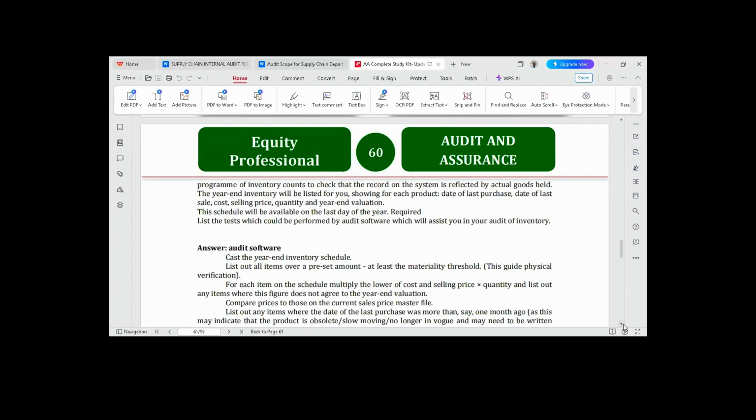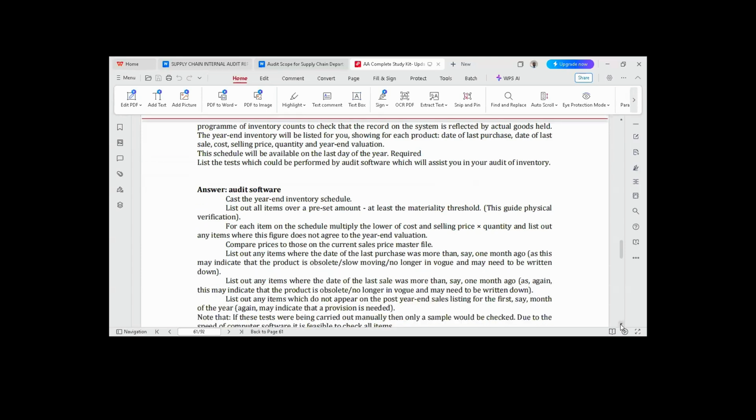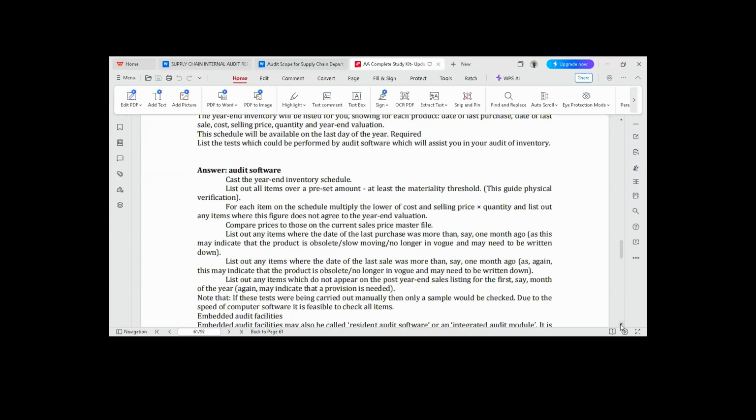Okay? Next thing you're going to do is to compare prices to those in the current sales price master file. All right? List out any item where the date of the last purchase was more than, say, 1 month. Okay? As this will indicate that the product is obsolete or no longer in vogue and may be what? Written off. Okay? Written off. All right?